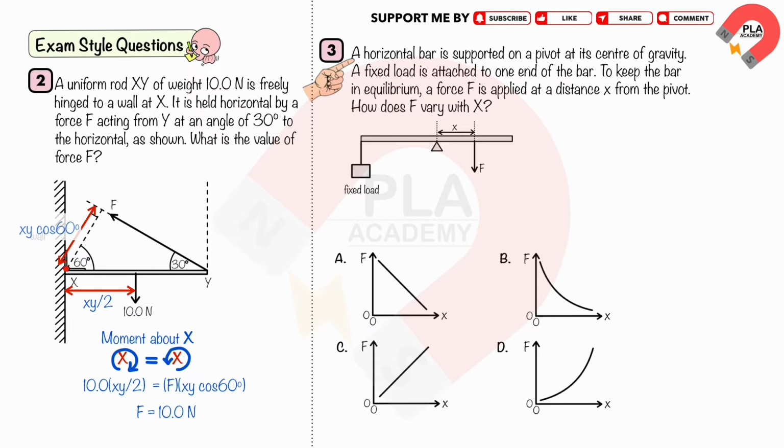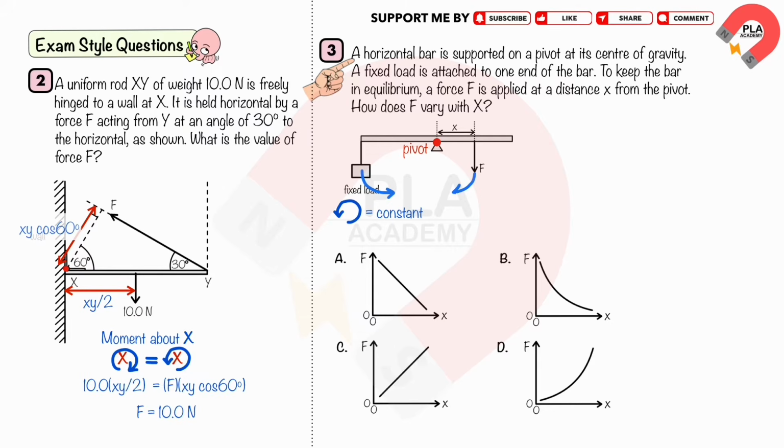Exam-style question 3. A horizontal bar is supported on a pivot at its center of gravity. A fixed load is attached to one end of the bar. To keep the bar in equilibrium, a force F is applied at a distance x from the pivot. How does F vary with x? The weight of a fixed load creates the anticlockwise moment about the pivot, which is always constant.